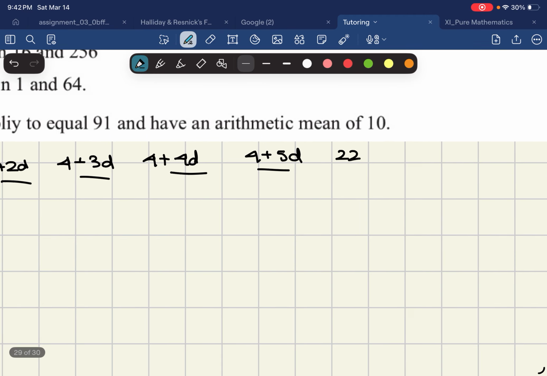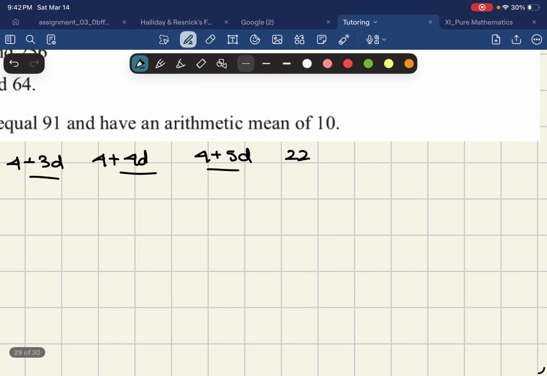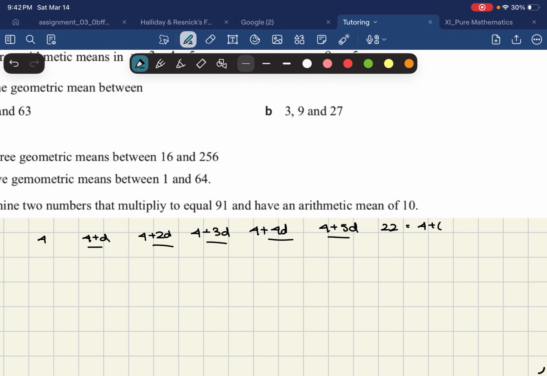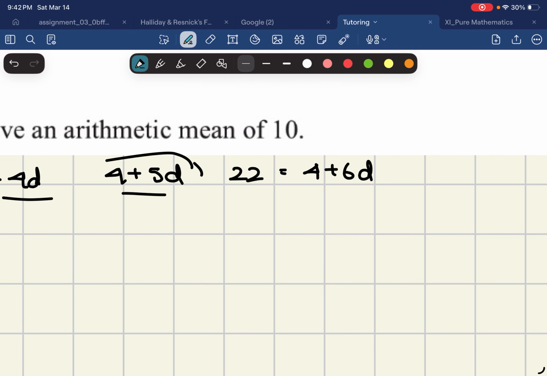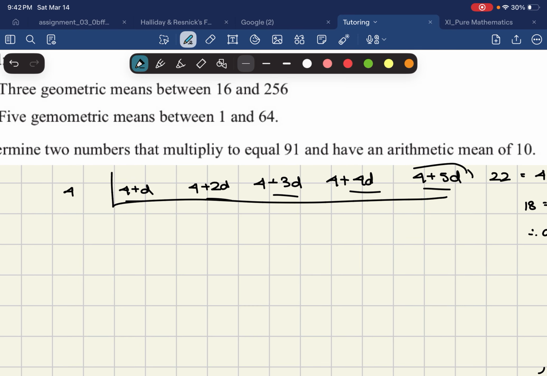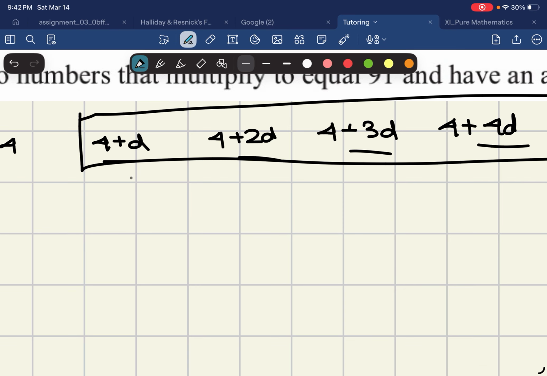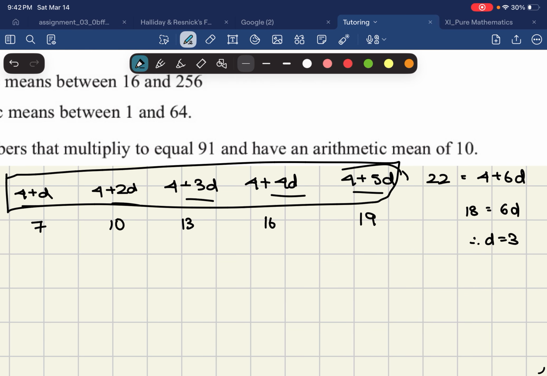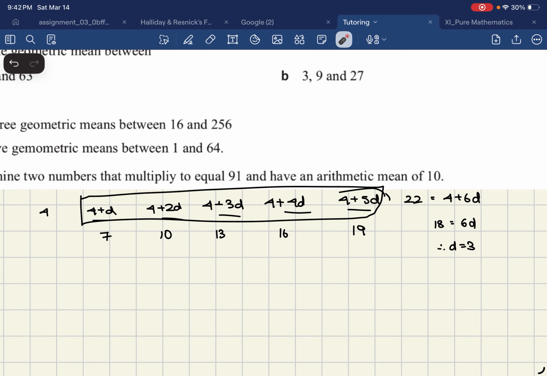Alright. And I also know that 22 is just my 6th term in this arithmetic sequence, right? So I can write 22 as 4 plus 6d, following this pattern. So now I can calculate d. 22 minus 4 is 18, which is equal to 6d, and therefore d is just 3. So now we can just substitute this value back here, and we get our 5 arithmetic means. So 4 plus 3 is 7, 7 plus 3 is 10, 10 plus 3 is 13, 16, and 19. So these are our 5 arithmetic means: 7, 10, 13, 16, and 19.